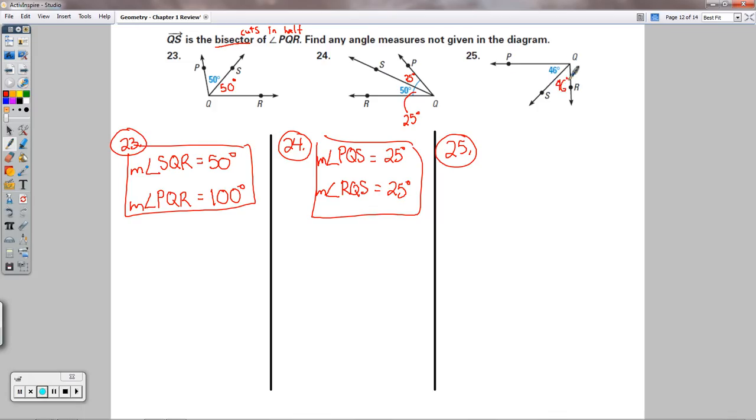Moving on, 25. This time they give us a smaller one. Again, it's the bisector, so that one's got to be 46 as well. It looks more like a 9. Let me make that look a little better. 46. And so we've got the measure of angle SQR once again. It's 46 degrees. The measure of angle PQR would be 46 times 2, or in other words, 92 degrees.